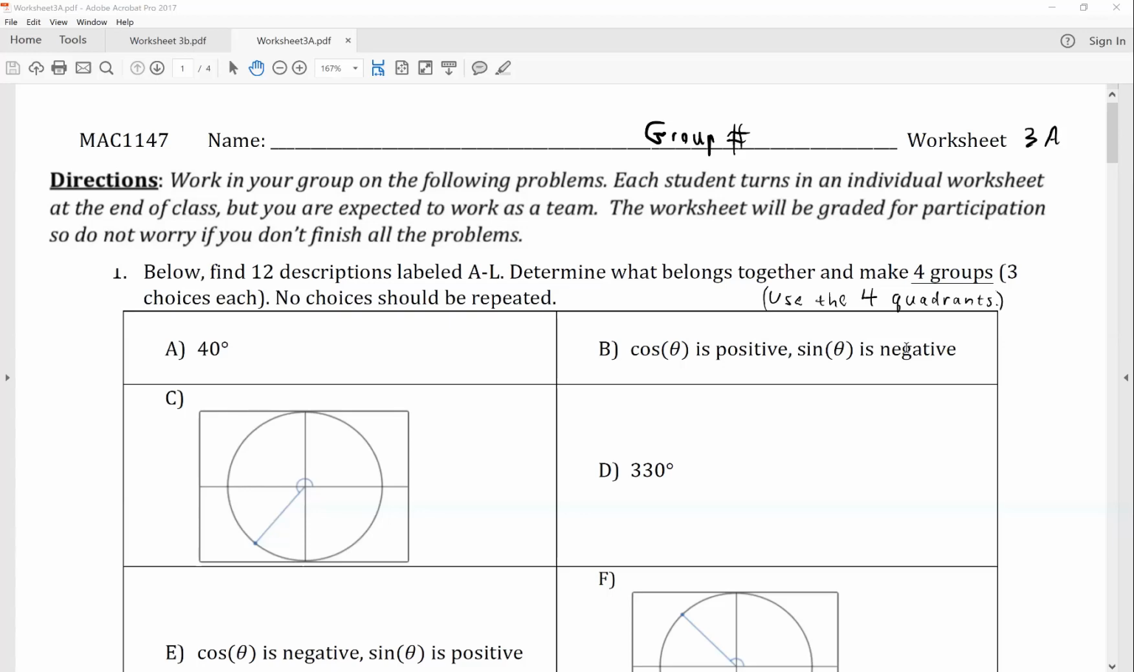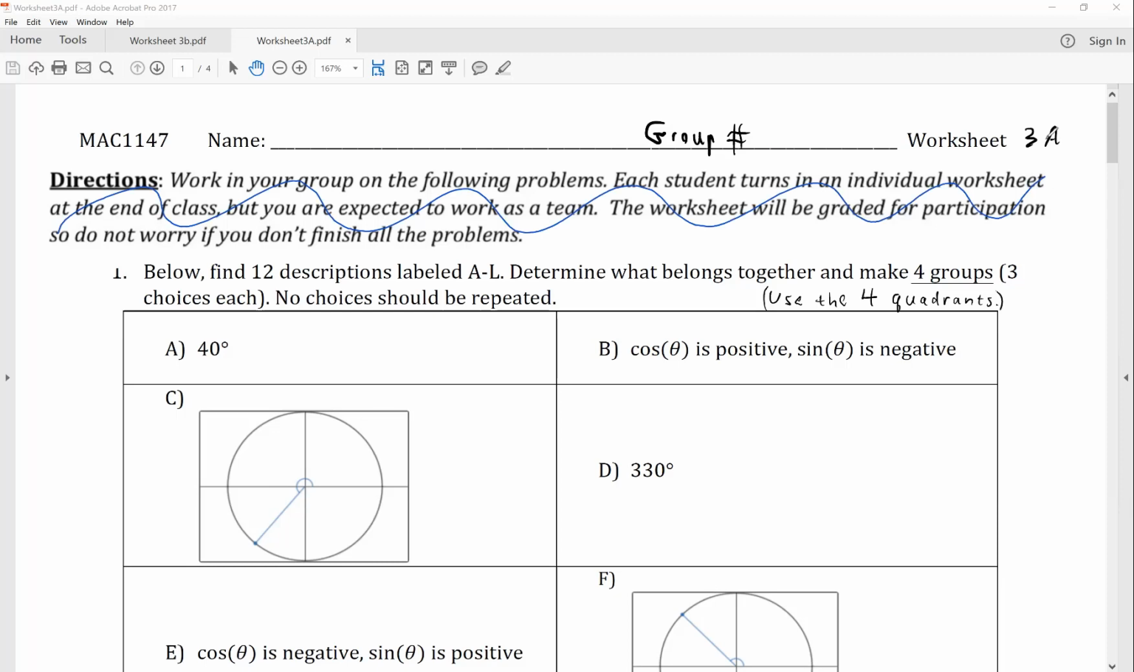Now we want to talk about worksheet 3A. This is a worksheet that was actually given out to the in-person or face-to-face classes. So I want to go over these with you since we don't have a class where I could help you work through the problems. Here it says work in your group, which obviously you don't have a group, so ignore that. You do not have to turn these in, and the worksheet will not be graded.